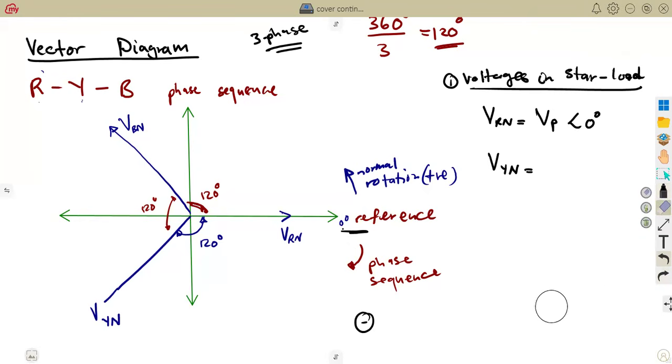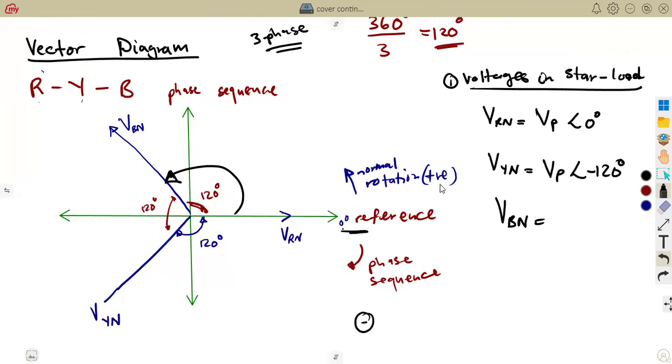Guys, this is our mathematics here. I can't explain much more than this. So that's VP at an angle of minus 120 degrees. Then considering VBN, that's VP at an angle, this one, we're going to take this one, 120, but look at the direction, anti-clockwise. So it's positive, the one that we are used to. So that's VP at an angle of positive 120 degrees. Remember, VP, you calculated this. That's your phase voltage, right?